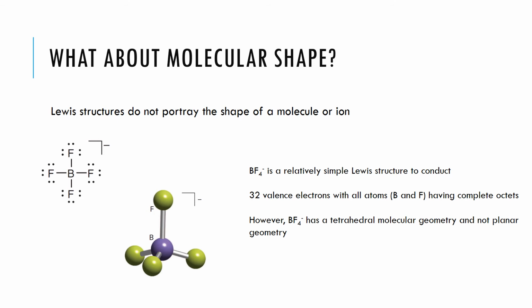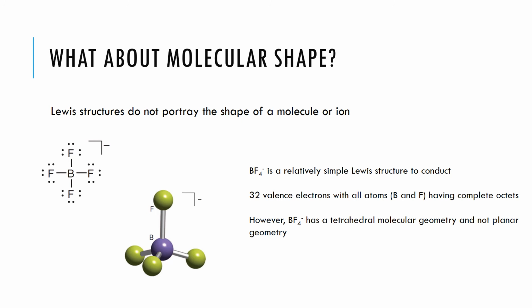So to show you an example of that, to cement this notion that Lewis structures don't portray the shape of a molecule or ion, take a look at the BF4- ion here. The Lewis structure is shown on the left of the diagram, and the true molecular shape of the ion is shown on the right. It's quite a simple Lewis structure to construct. There are 32 valence electrons in the system, and all boron and fluorine atoms have complete octets.